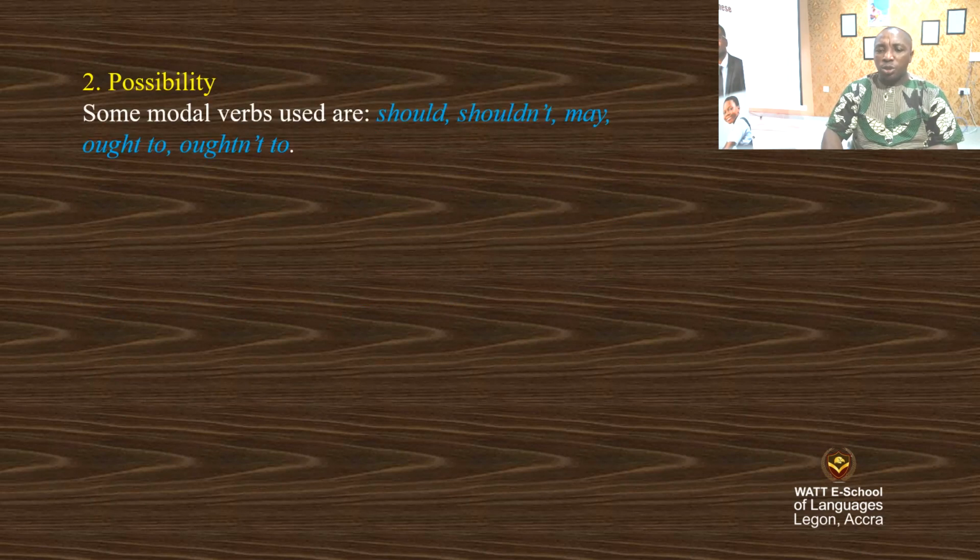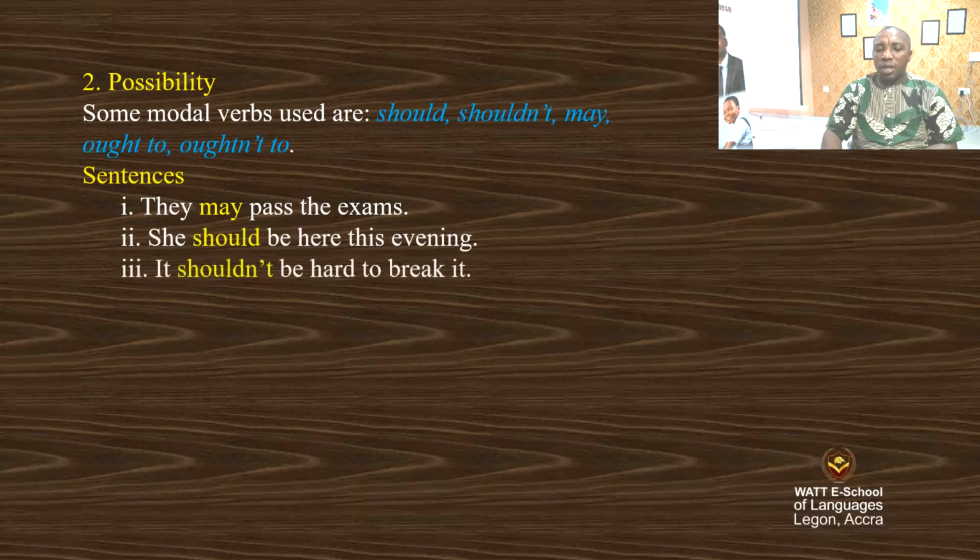Now, we are looking at possibility. Some modal verbs used for possibility are should, shouldn't, may, ought to, oughtn't to. Oughtn't to is the contracted form of ought not to. Sentences in examples. They may pass the exams. She should be here this evening. It shouldn't be hard to break it.